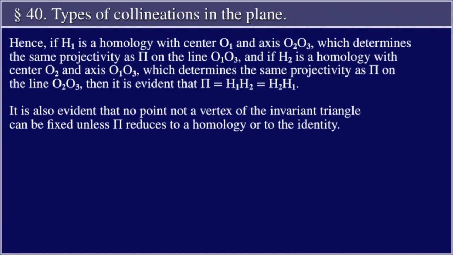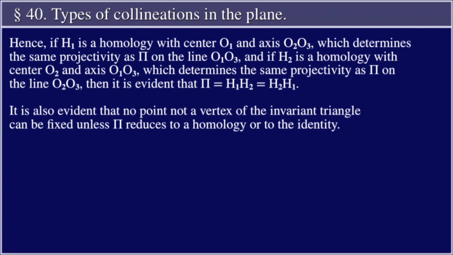Hence, if H1 is a homology with center O1 and axis O2O3, which determines the same projectivity as pi on the line O1O3, and if H2 is a homology with center O2 and axis O1O3, which determines the same projectivity as pi on the line O2O3, then it is evident that pi is equal to H1H2, which is equal to H2H1.